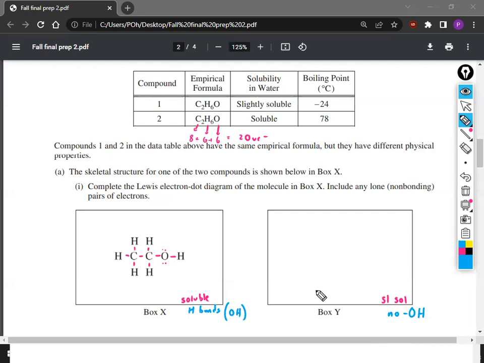Now, we still need to make hydrogens all around the outside. So anyone have any ideas? How can we make this slightly soluble? Describe it to me, Vivian. So on one side, we have C. C. Yes, perfect. COC. And C has 3 H's. Perfect. Amazing.